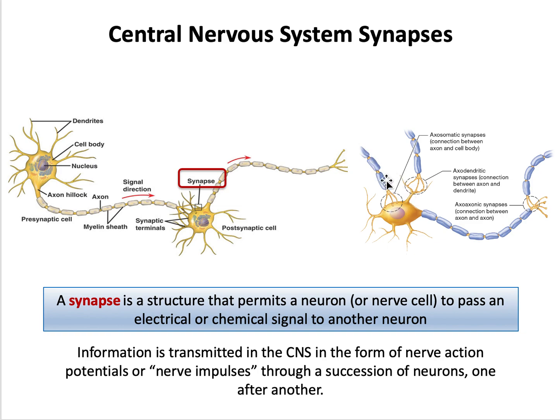But I just wanted to show you that there are differences. There's axodendritic, there's axosomatic, there's axoaxonic. So there are different synapses, but most of the time, what we're thinking about are presynaptic neurons synapsing with dendrites and/or cell bodies.